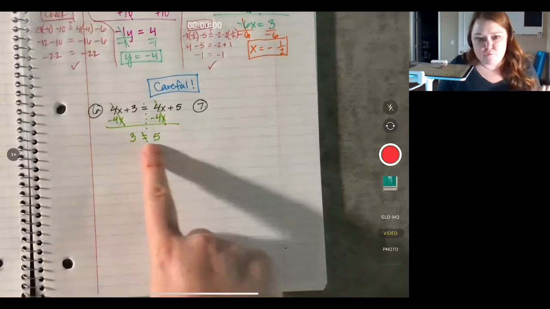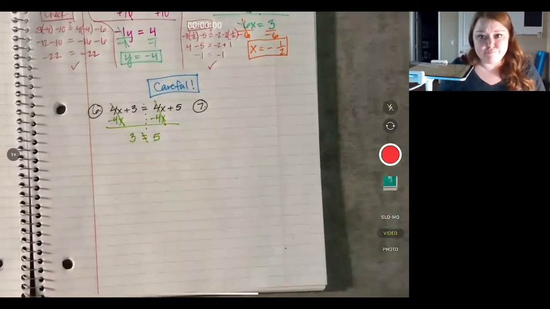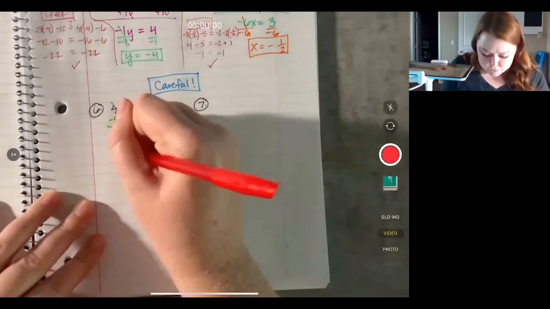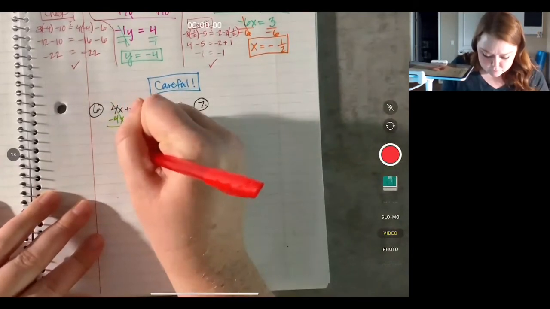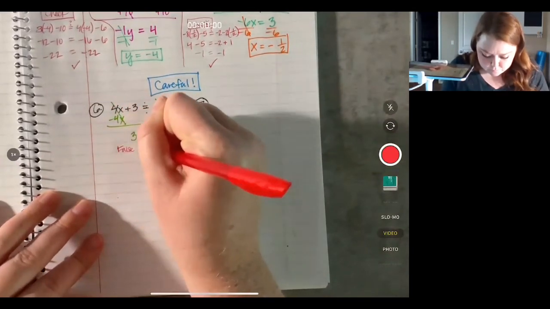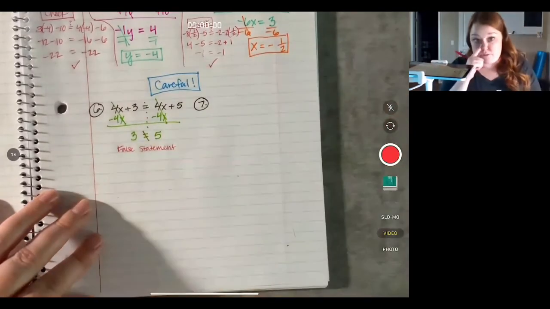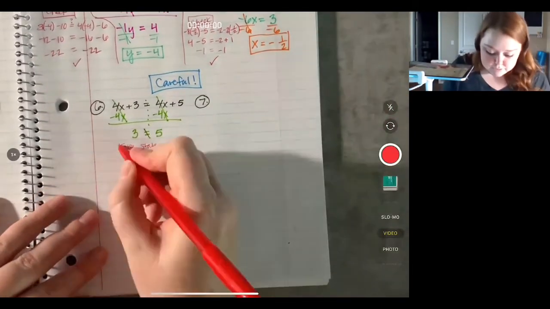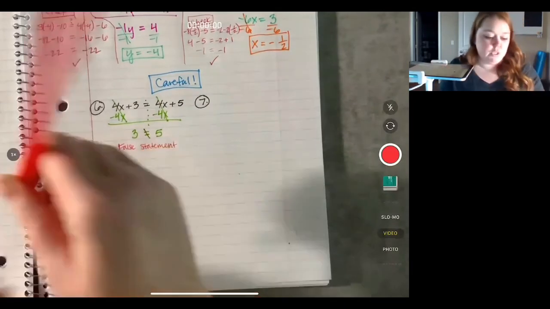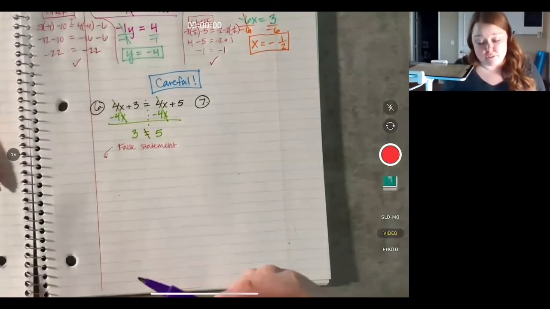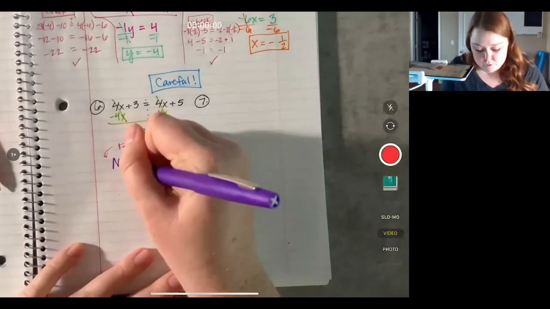So what I mean by true and false, does 3 equal 5? No. So I want you to write on your page, false statement. Okay, and definitely put that slash through that equal sign. 3 does not equal 5. Since it's a false statement, here's what you would actually write for your final answer. You would write no solution.